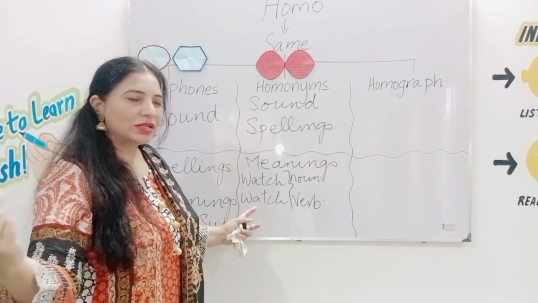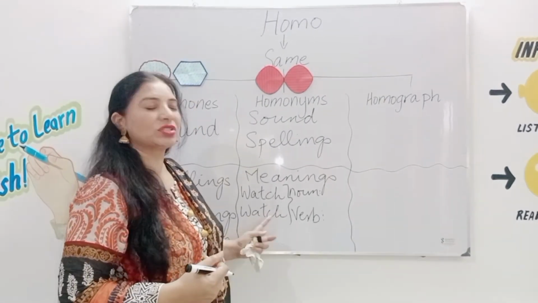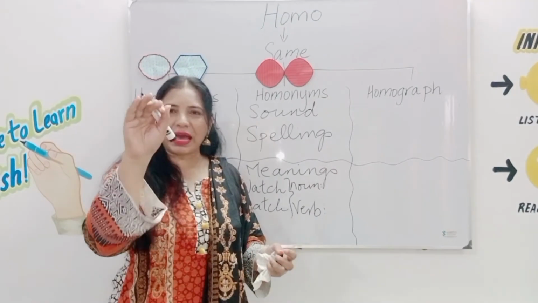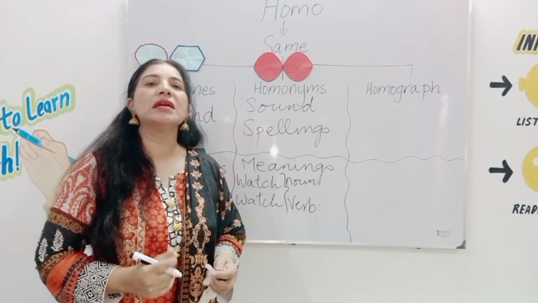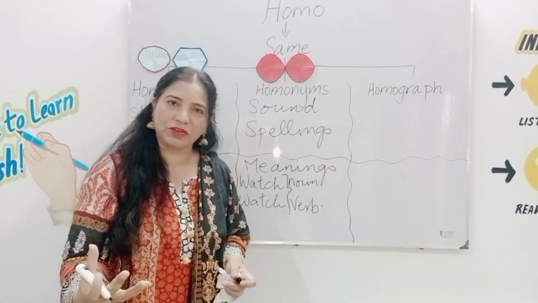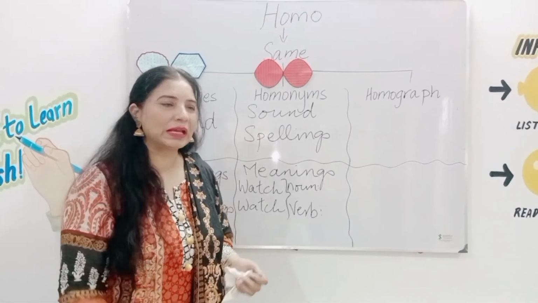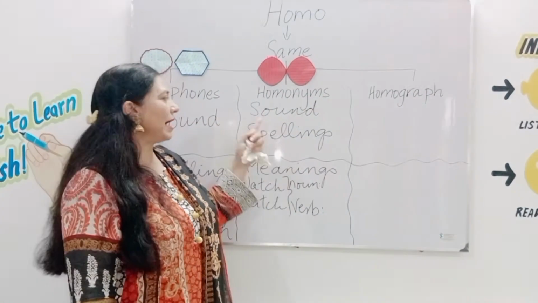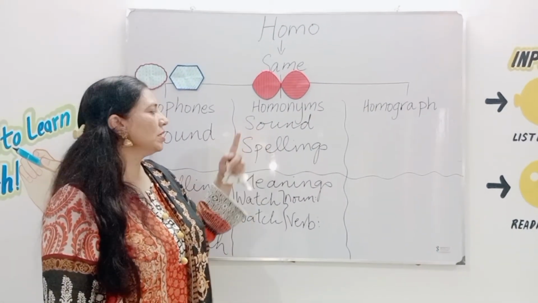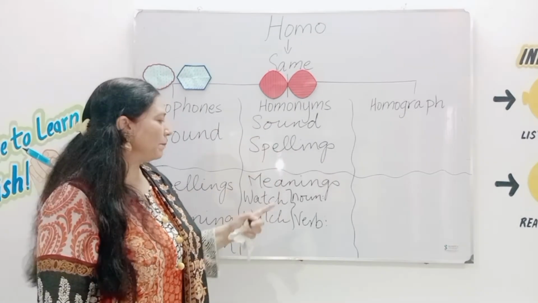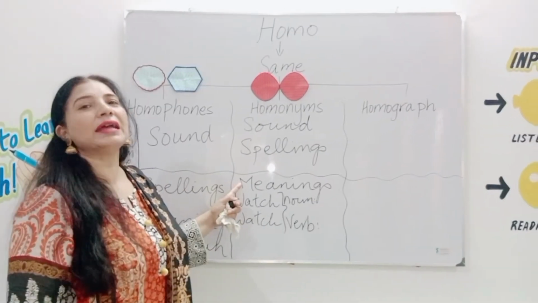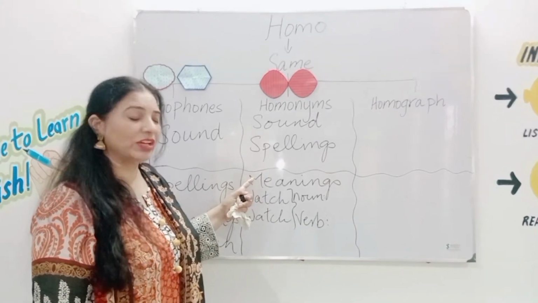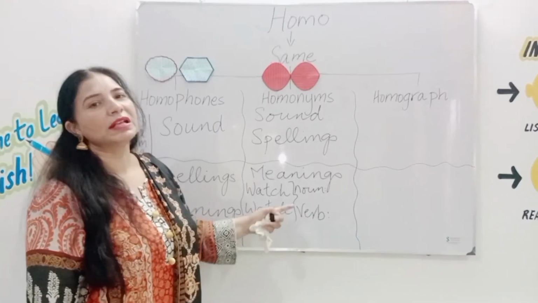So here watch is used as a verb, as an action word, to look at something or somebody closely or carefully. So I hope I am clear. Homonyms are the pair of words that have the same sound, the same spellings, but their meanings and their usage in the sentences or in the spoken language is different from each other.